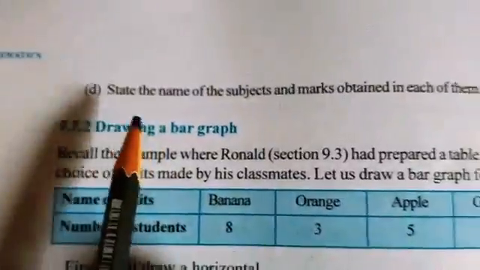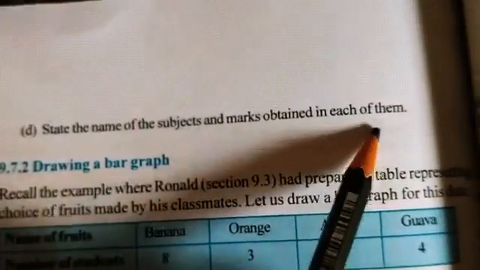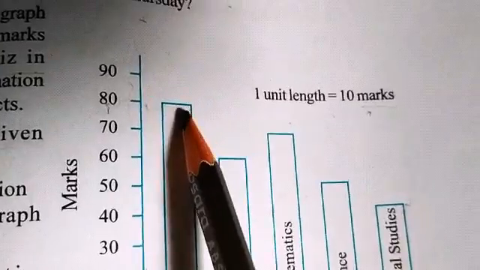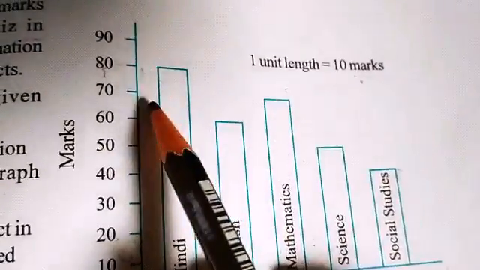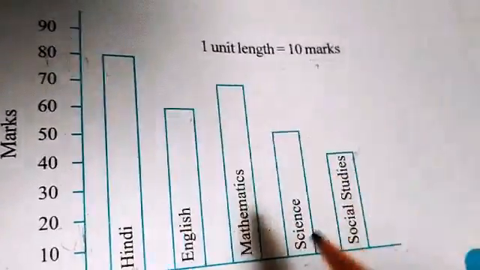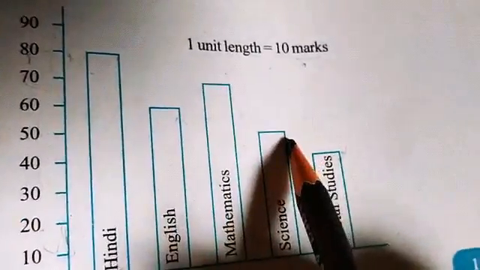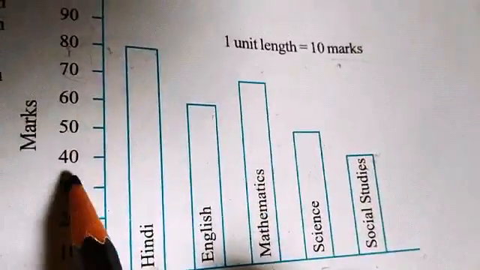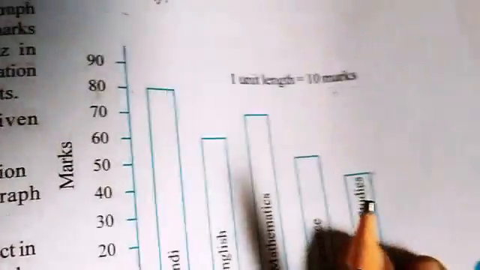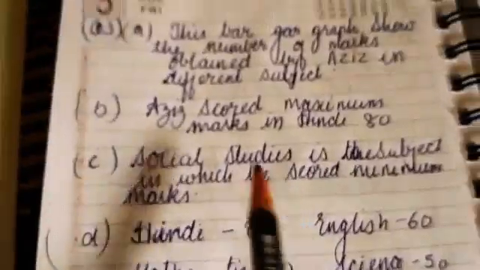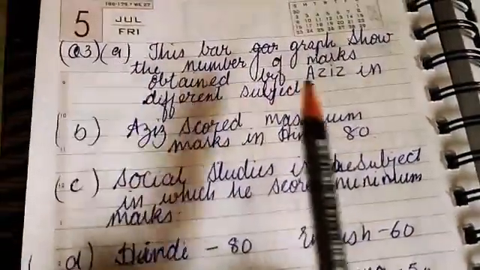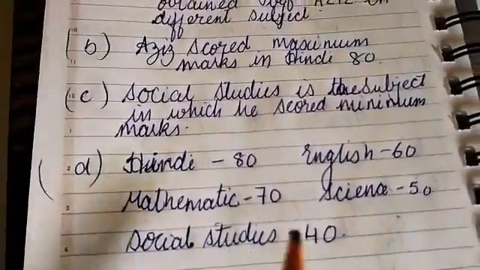Now question number D. So what is question number D? State the name of the subject and the marks obtained in different subjects. तो हमें ये बार ग्राफ देखते जाना है और मार्क्स कितने कितने होते हैं। हिंदी कहाँ पहुँचता है 80, सो हिंदी में कितने स्कोर किए हैं 80। इंग्लिश में कितने स्कोर किए देखो 60। मैथ्स में कितने स्कोर किए हैं 70। साइंस में कितने स्कोर किए हैं 50। और सोशल स्टडी हाउ मच ही गॉट 40। सो सब्जेक्ट वाइज हाउ मेनी मार्क्स अजीज गॉट दैट यू नीड टू write. So in this way you can write your answer, right?